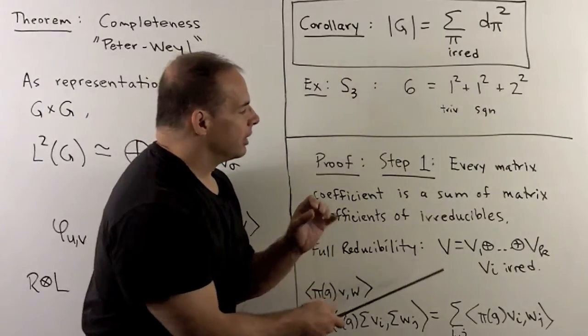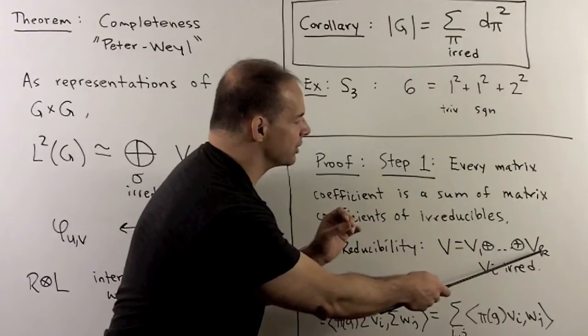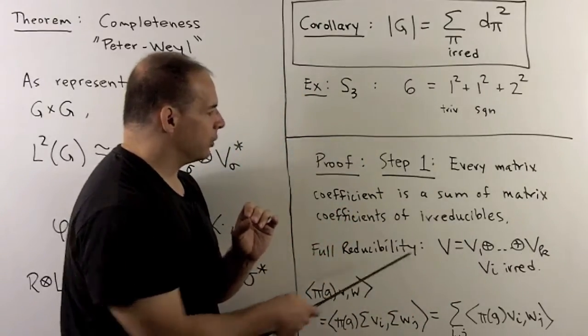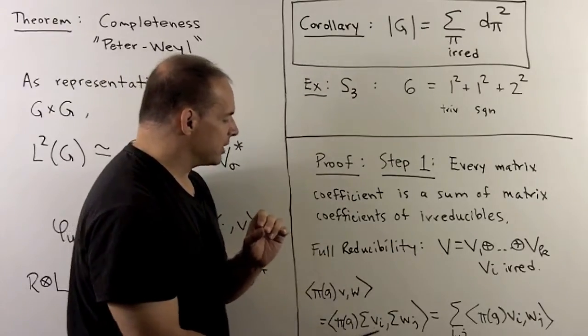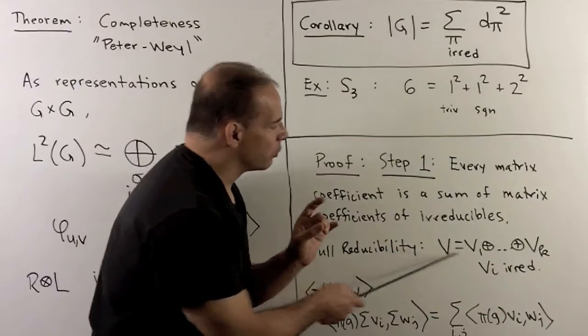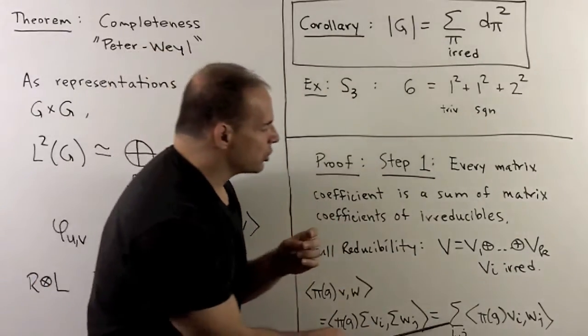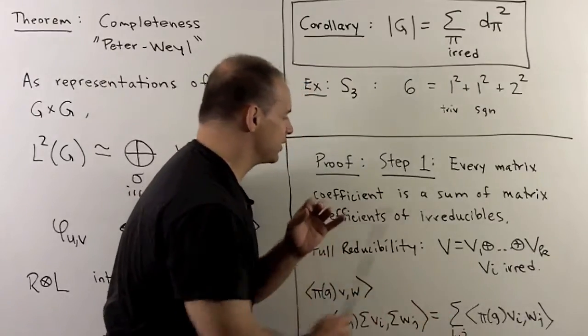So we can take V and decompose it as an orthogonal direct sum of irreducible representations. So if I form a matrix coefficient using elements of V, we can decompose V and W into sums according to full reducibility. Then if I expand that out, the resulting matrix coefficients are just going to be those for irreducibles. So we have this step.